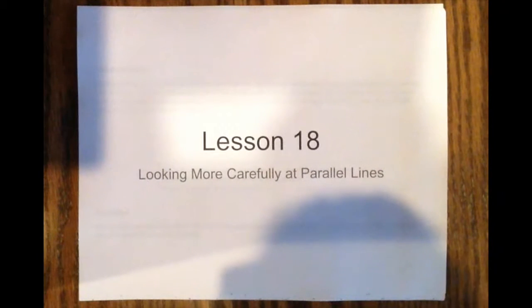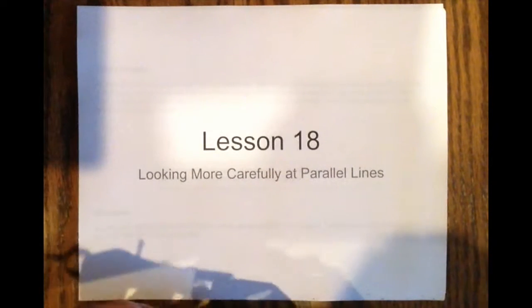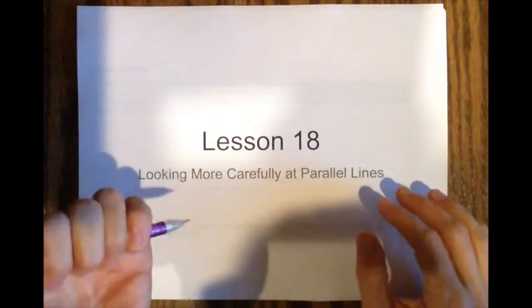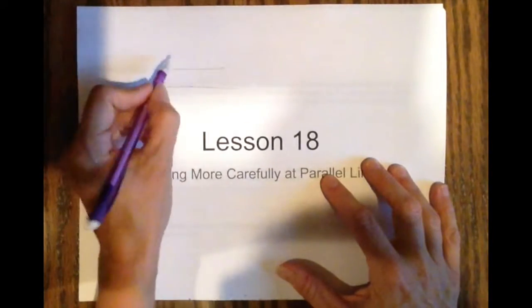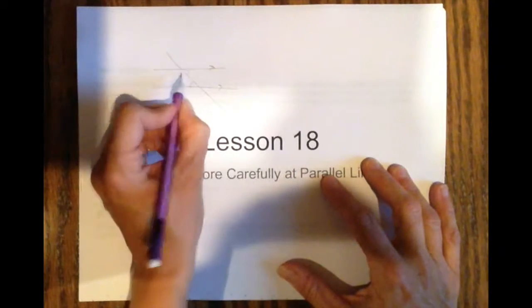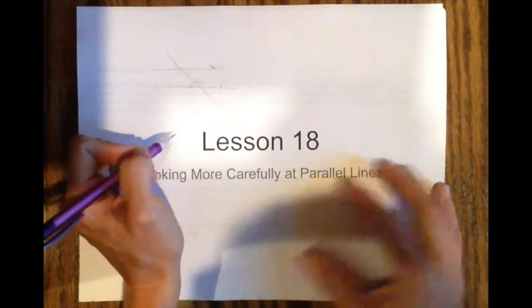Alright, geometry, lesson 18, looking more carefully at parallel lines. So we've spent a lot of time with parallel lines a week or two ago, just talking about what they are and how angles are congruent when you have lines parallel. When you have lines parallel with a transversal, if you know they're parallel, you know that these angles are congruent, other angles are congruent, etc., etc.